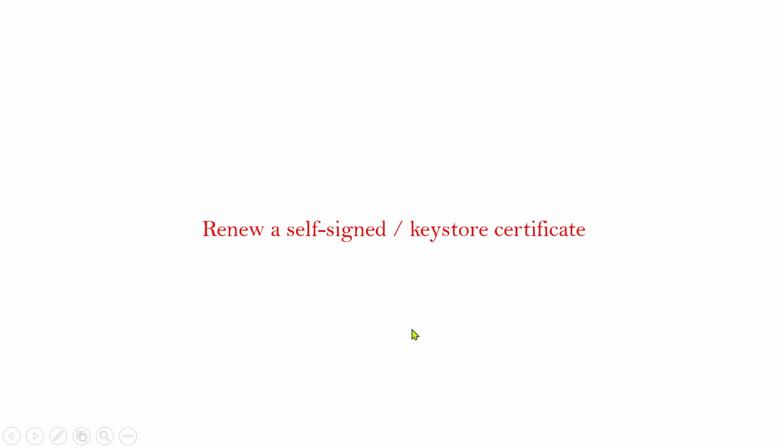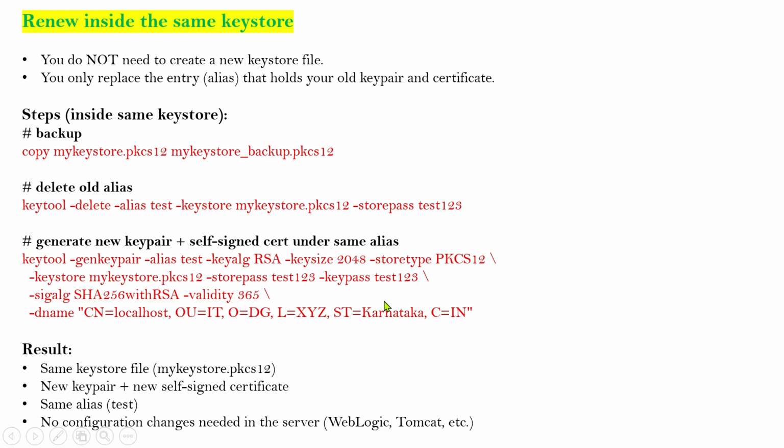Okay, so now let us understand the process to renew the self-signed certificate. This is a self-signed certificate which is signed by our own. It is not signed by any third-party CA authority, right? So the process for renewal is completely different than the process that we followed for the renewal of the CA signed certificates. Okay, so let us first understand the process for that one.